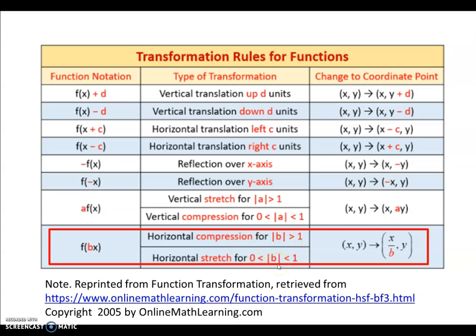If it's less than 1 but greater than 0, which means again 1/2, 2/3, 1/3, 1/4, this will be a horizontal stretch. So once again, you are doing the opposite whenever it is happening inside the parentheses, which in this case, inside the radical sign. Let us watch a short video clip in order for you to visualize what's happening whenever you're doing a horizontal compression and stretching.